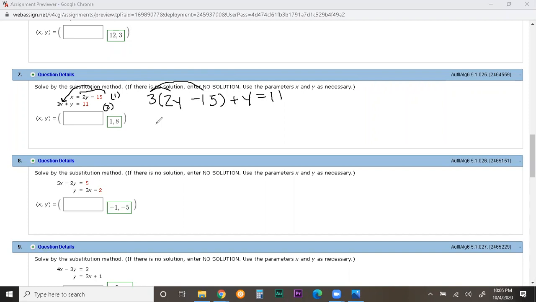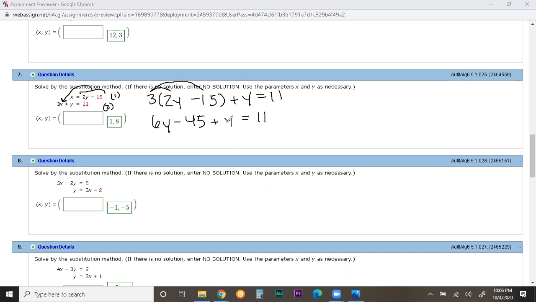So we have to do our distributive property. 3 times 2y is 6y. 3 times negative 15 is negative 45. Then we have our plus y. We can keep that, and we keep our equals 11.